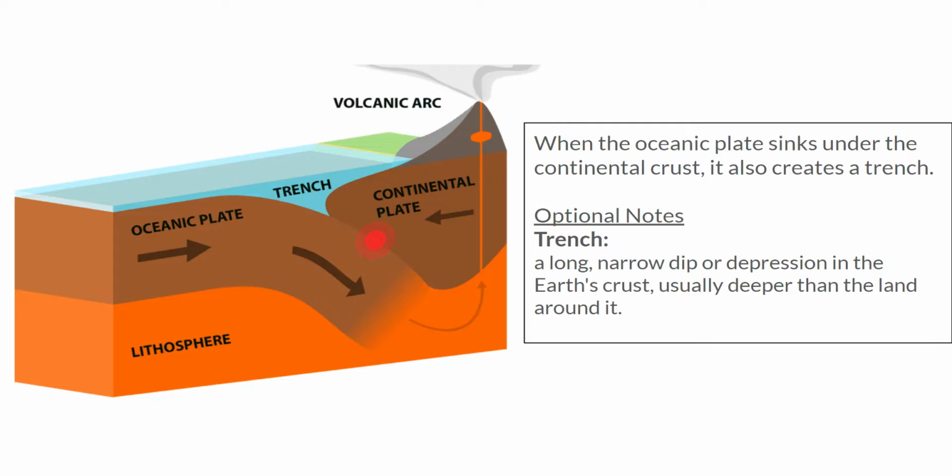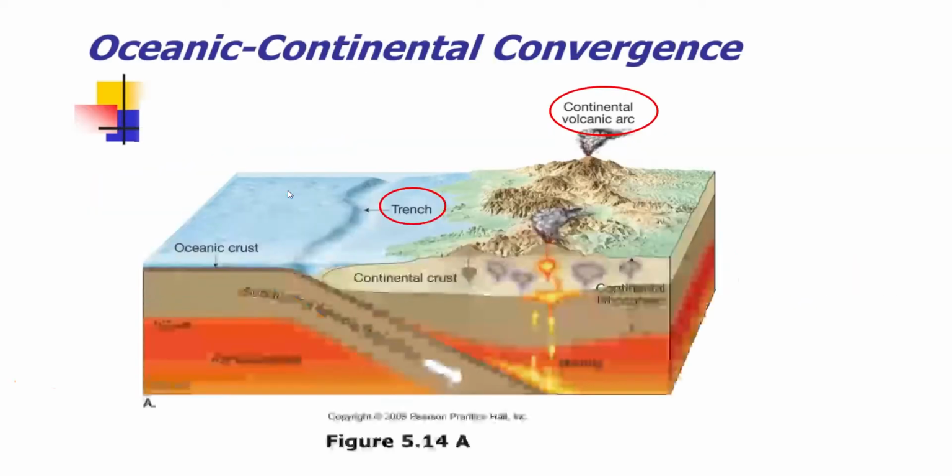So another thing that forms is a trench, as you can see right here. So a trench is a long, narrow dip, as you can see, or a depression in the Earth's crust. So when an oceanic plate sinks under a continental plate, we also create a trench. And you can see this in this picture as well.